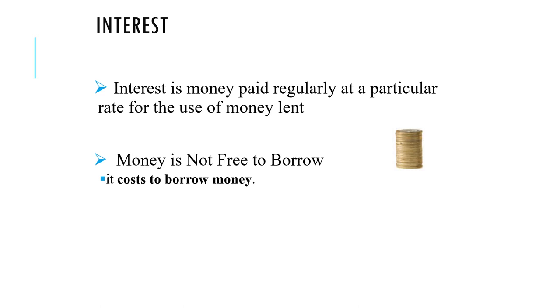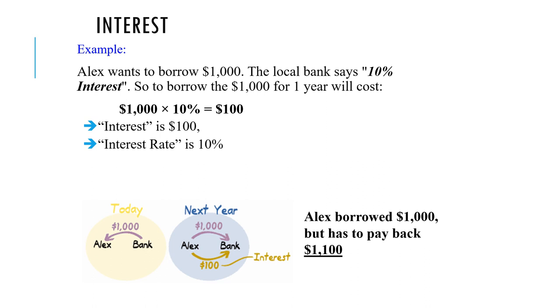For an example, Alex wants to borrow 1,000. The local bank says 10% interest. So to borrow the 1,000 for 1 year will cost 1,000 times 10%, which is 100. So what is 100? The interest. What is 10%? The interest rate. So the percentage is called the rate, and the value that you pay is called the interest amount.